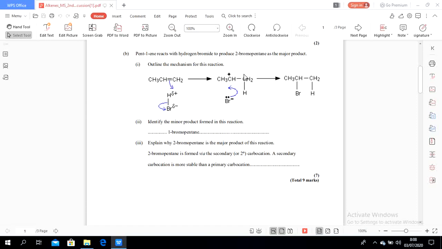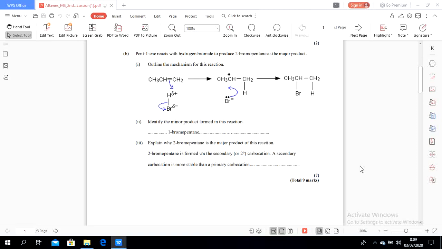After the hydrogen is attached to the right hand side carbon, the left hand side becomes a carbocation. A carbocation lacks electrons. So the bromide ion, which is a nucleophile, has an excess of electrons. The electrons can be donated to the carbocation to form a dative covalent bond, which makes the structure become 2-bromopentane.